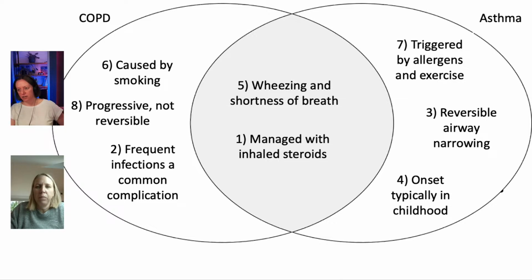Then if we look on the other side, asthma, that's reversible airway narrowing. So in asthma, the airways narrow because of allergens or exercise, but you can reverse that with treatment. Typically it starts in childhood, whereas COPD tends to be mid to late adulthood, but can be earlier onset depending on your occupation and your smoking status. And then in the middle, in that grey bit where the two circles overlap, those are the things common to both. So both asthma and COPD can be managed with inhaled steroids, and they both cause the symptoms of wheezing and shortness of breath.